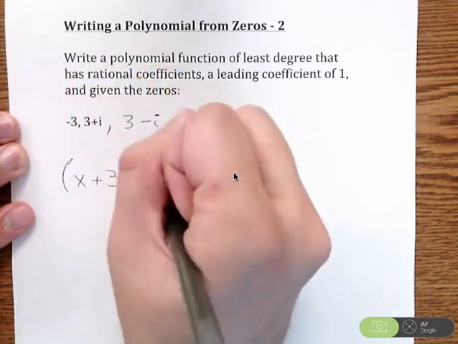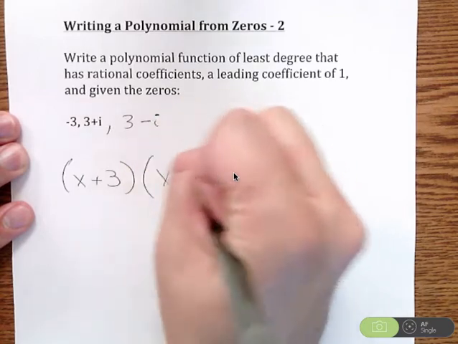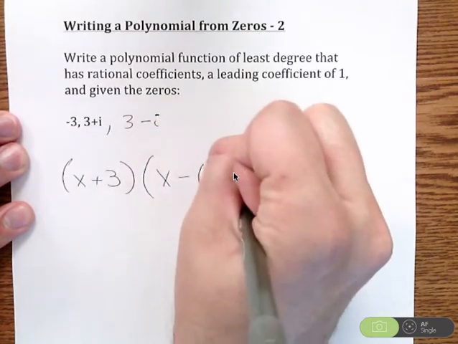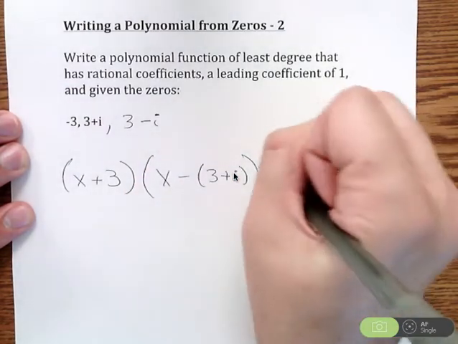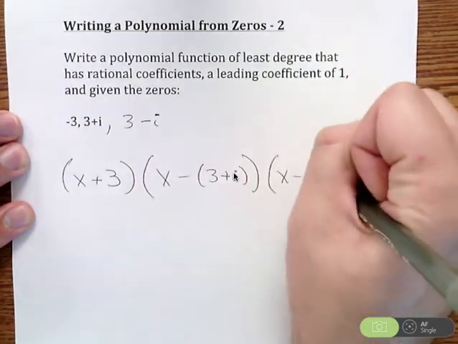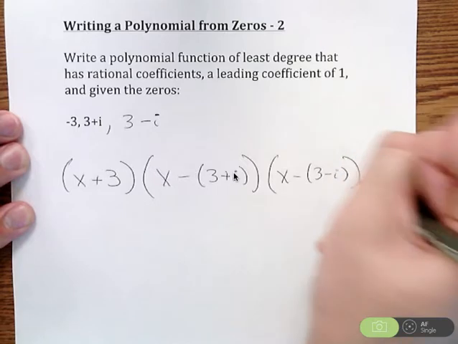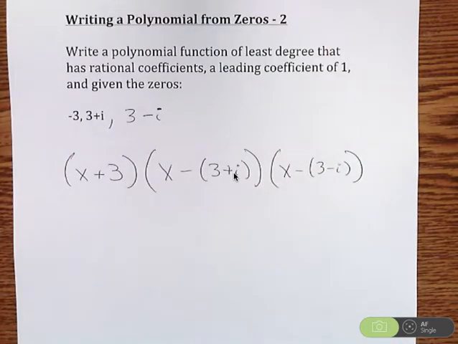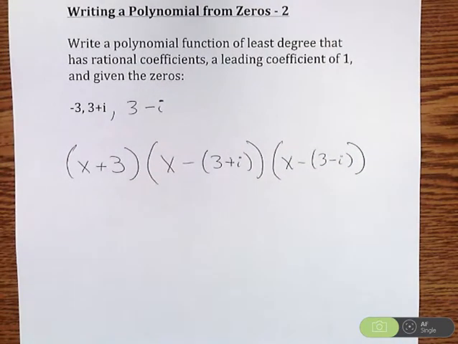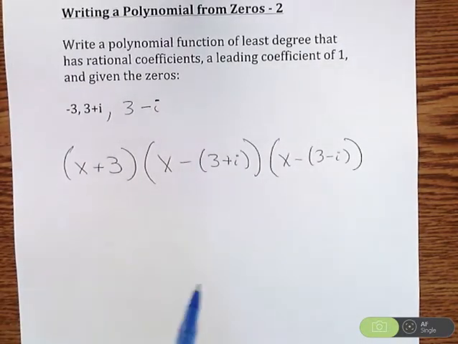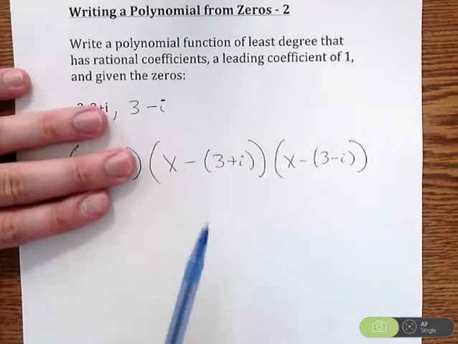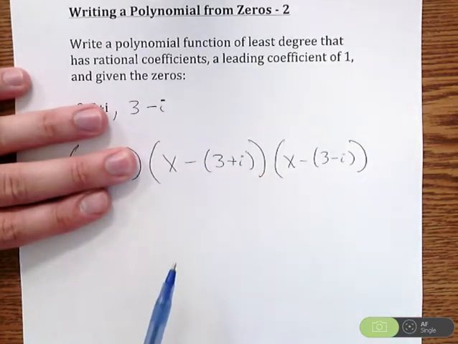If I have 3 plus i, I'm going to have x minus, and then parentheses, 3 plus i. And if I have 3 minus i, I'm going to have x minus, parentheses, 3 minus i. Now what I would like to do is clean up these parentheses. I'm going to do the same thing I did in my first video. Not worry about that x plus 3 for now, and just worry about these two pieces.